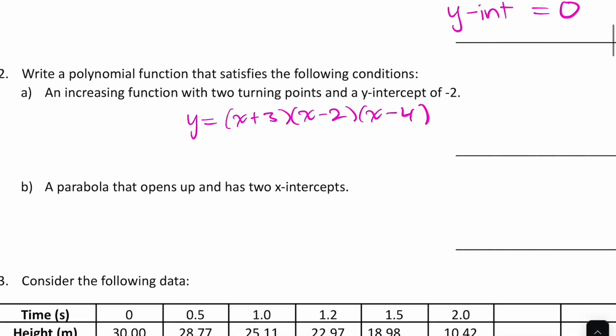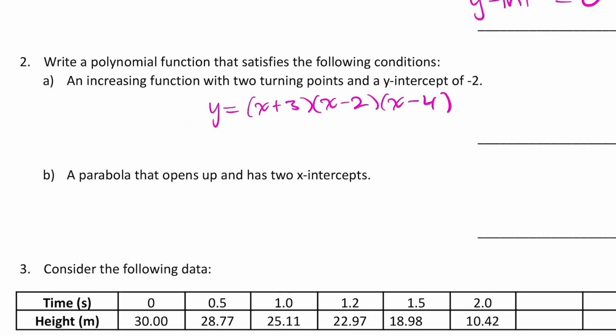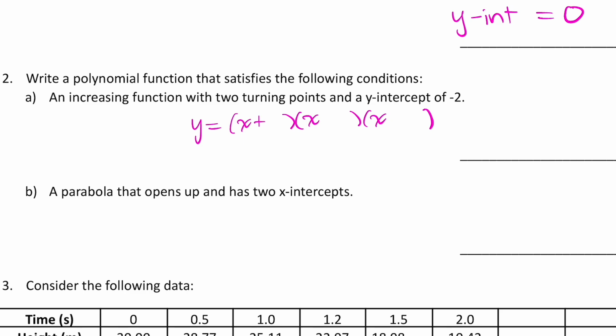Well, there's a few things that you could do, but the simplest one is, what are the easiest three numbers to multiply to get -2? Well, if we choose x plus 1, x minus 1, that gets -1, and then x plus 2. So we have 1 times -1 times 2 will get us -2. And this will be a cubic function because, again, we count the x's. 1, 2, 3. It'll have a degree of 3, which means it will have 2 turning points.